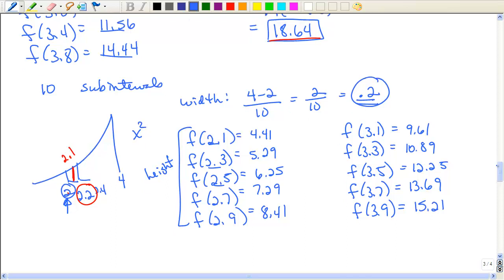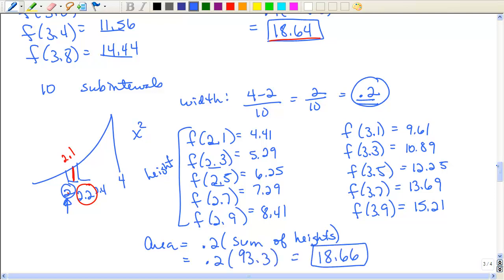So again, I'm going to find the approximate area by taking the width multiplied by the sum of all those heights, which I'm not going to rewrite again. I'm just going to add all of those 10 numbers together on a calculator. And I get a sum of 93.3, and now I get an area of 18.66. So with 5 subintervals, I had 18.64. With 10 subintervals, I get 18.66.